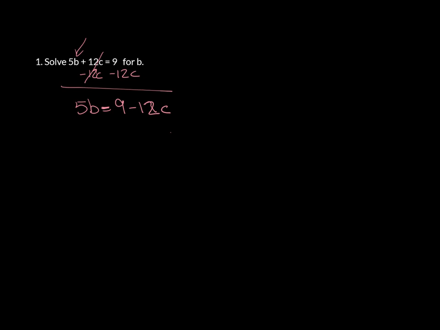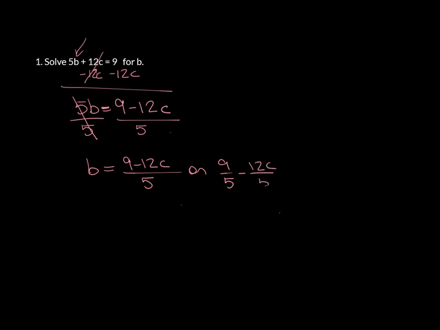So now all I have is 5b equals 9 minus 12c. The only other thing that I have to do is divide by 5 on both sides because the 5 and the b are being multiplied. It would cancel out and I would get b equals 9 minus 12c over 5. And that is perfectly fine. Another way that you could write it, if you want to, is 9 over 5 minus 12c over 5. Usually the only time you see this generally is when one of those fractions can be simplified.